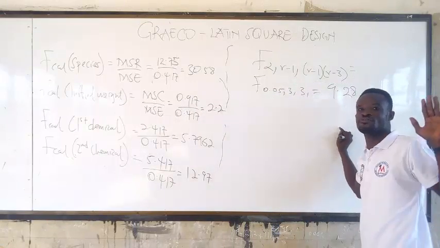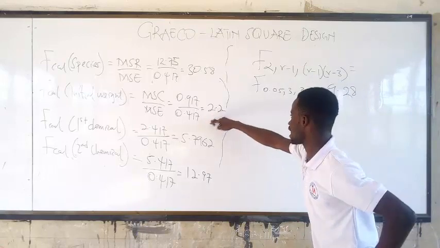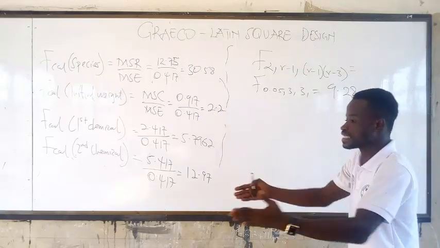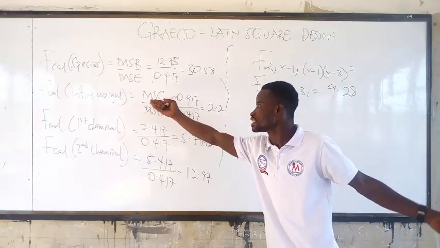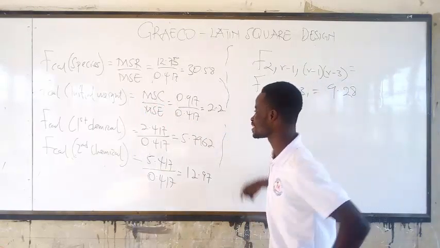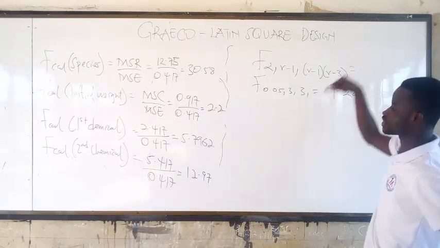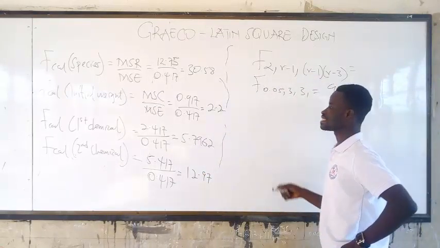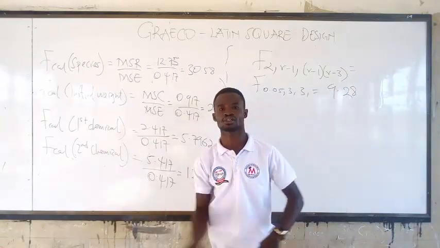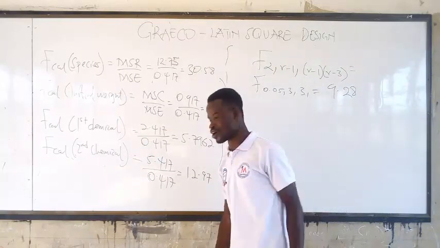You are done. If F calculated is less than F critical, then I fail to reject and conclude that there is no difference in the initial weight. Let's continue. This one too is less than this, so you fail to reject and conclude that there is no difference in the first chemical. That's all. Let's move on.